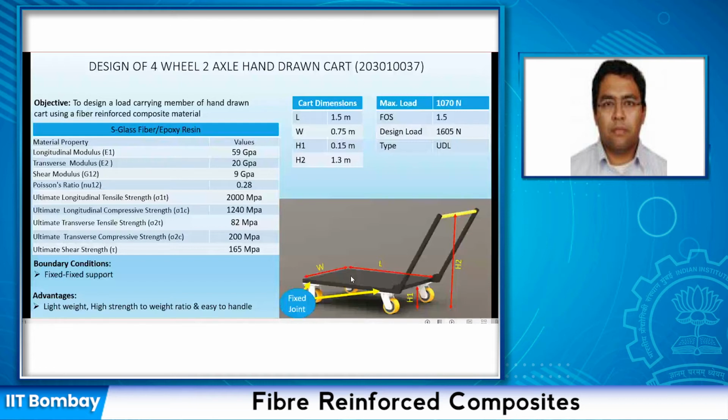I have chosen S-glass fiber epoxy resin because only middle class or poor people will be using this cart, so it is economical for them. I have used S glass because it is one of the cheapest fibers available in the market.